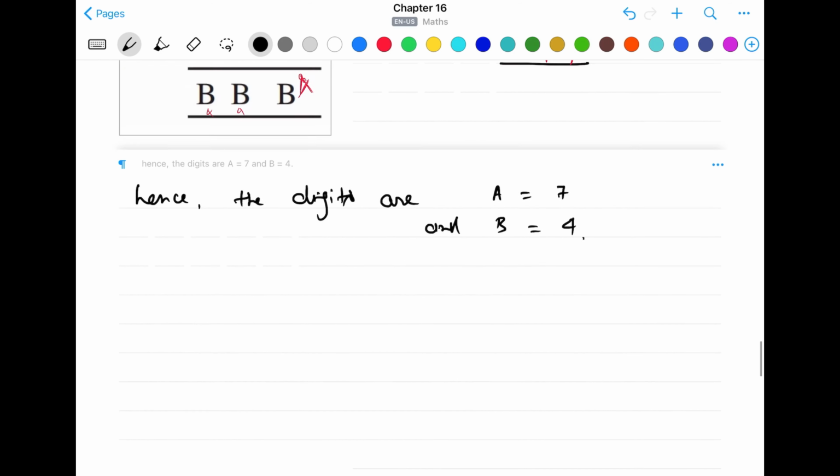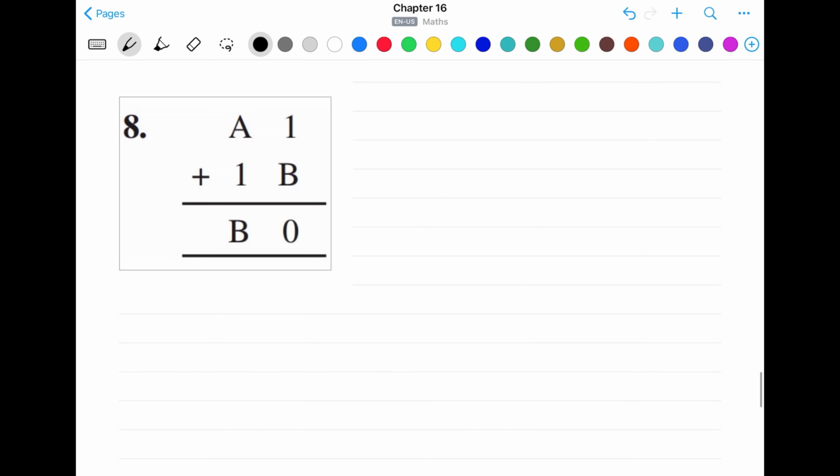Okay, now moving to the next one. Now we have two-digit numbers. When added to each other, we are getting another 2-digit number. Okay, so let's write its answer, number 8. Okay, we have a 1 here added to 1 and b here, resulting as b and 0.